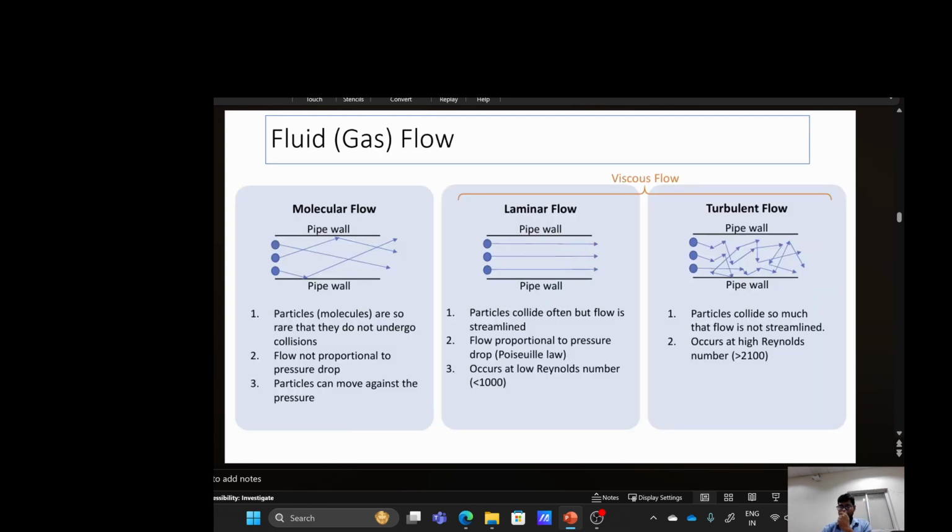Now for CVD you need to know a bit of the fluid dynamics. How the fluid flows inside a reactor, or generally how fluid flows, because we will be using some precursors which are in gaseous form. So for that you need to know how the gas or fluid flows through a pipe or through a chamber.